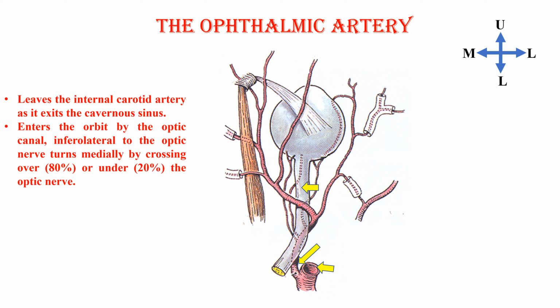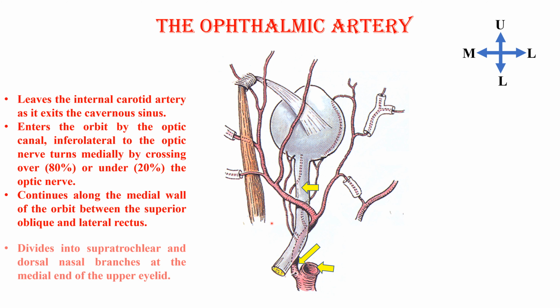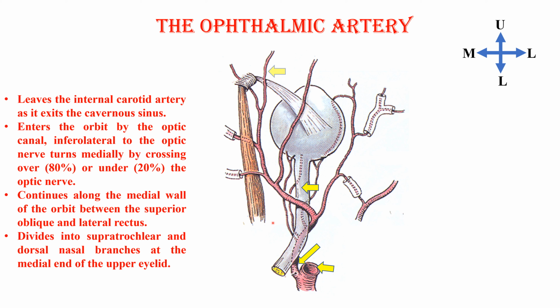either anterior to it or deep to it, with 80% anterior and 20% posterior. And then along the medial wall of the orbit between the superior oblique and the medial rectus to divide into supratrochlear and dorsal nasal.